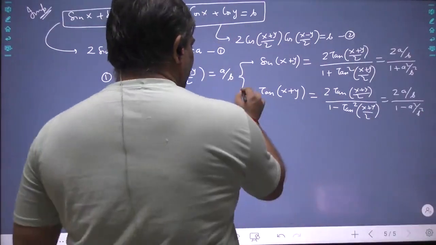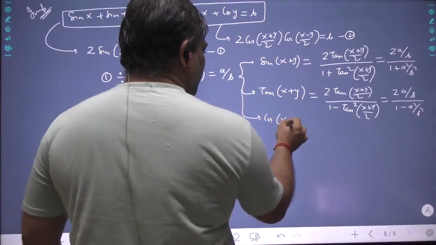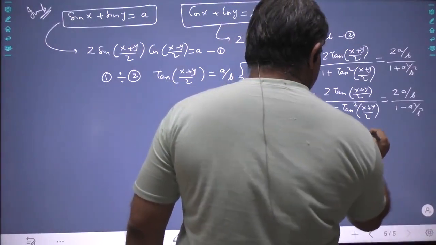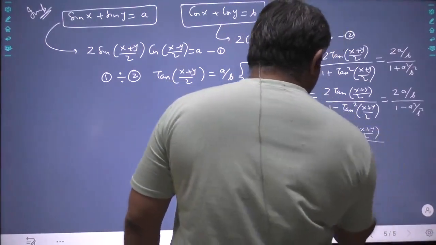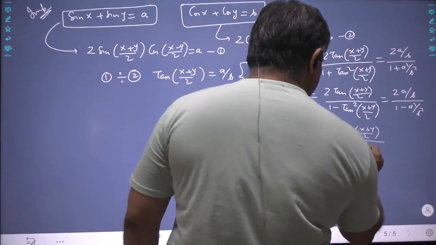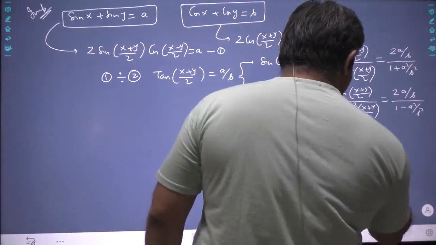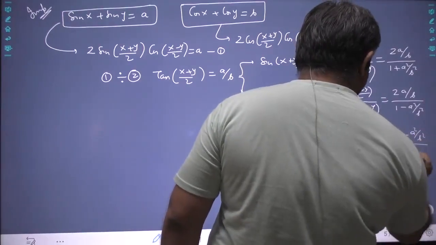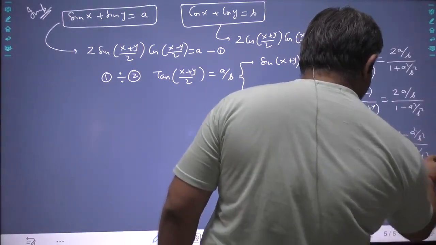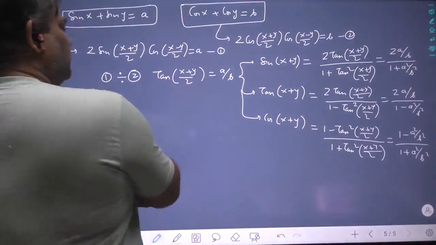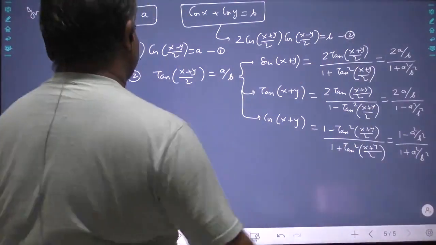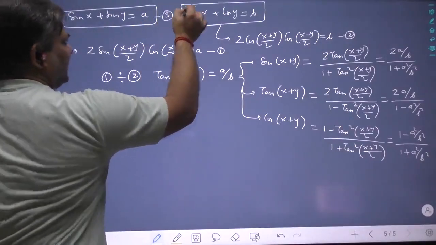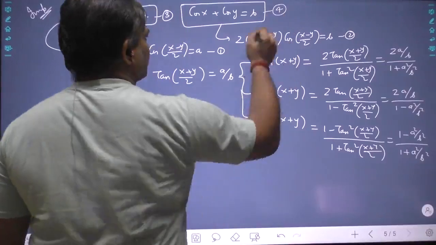If you feel like, you can also find cos(x+y). This comes out to be (1 minus tan²((x+y)/2)) upon (1 plus tan²((x+y)/2)), which comes out to be (1 minus a²/b²) upon (1 plus a²/b²). So given these two, you can find out this. Now one more thing you can do. Let us call this as 3. Let us call this as 4.